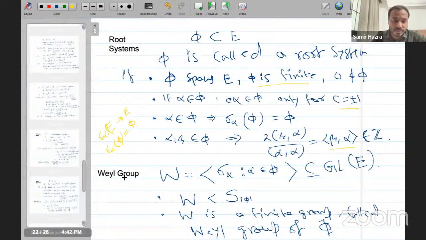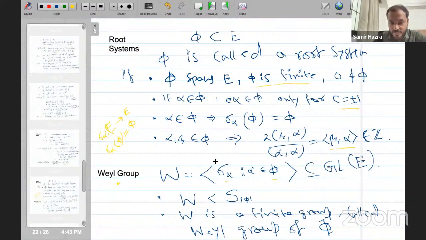Okay, so there is this notion of the Weyl group related to a root system. So if we have a root system phi, for all alphas inside phi, we can consider these maps sigma alpha. We know that they are just reflections in the Euclidean space. Okay, then we can generate a subgroup, and since these are reflections, each sigma alpha is an invertible operator.